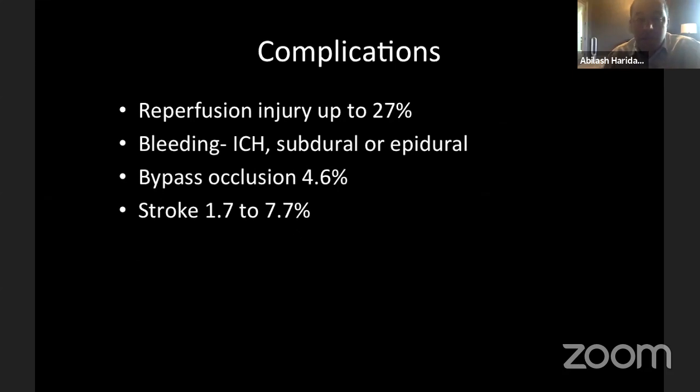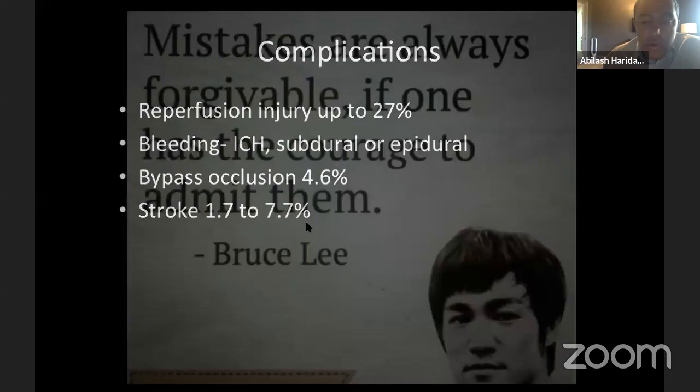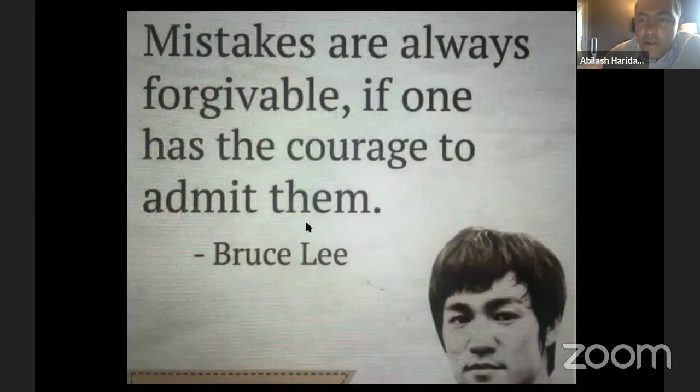Now, complications: you can have reperfusion injury, bleeding, of course, in any part of the brain. Bypass occlusion, again, can be technical, or it could be like the type 1 and type 2 I showed you before. It could be because maybe the brain doesn't need the bypass at this point, and then it'll occlude. And if you have bad technique, or your bypass occludes, you can have up to a 7 to 8% stroke rate. So don't be afraid of complications. If you're tackling these cases, you have to look at yourself in the mirror and share your experience with people, so they don't make the same mistake.